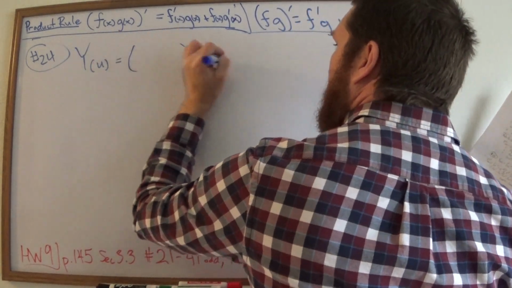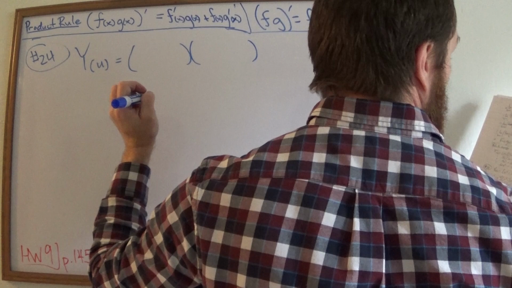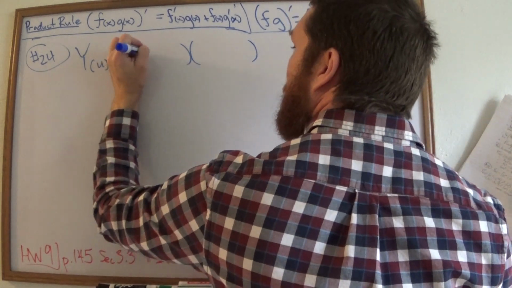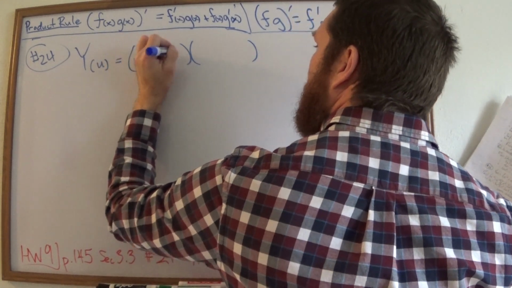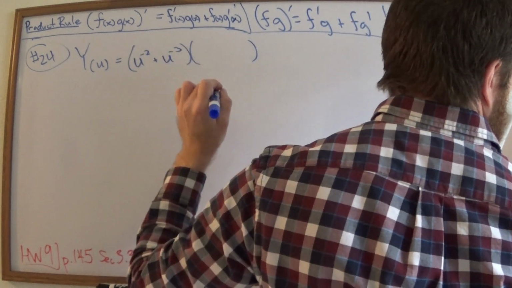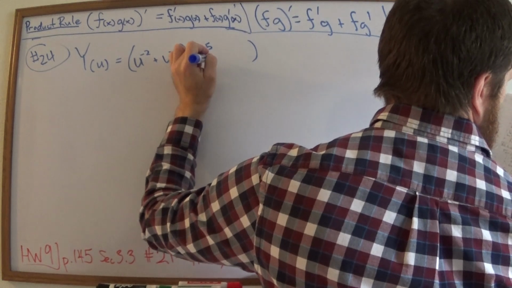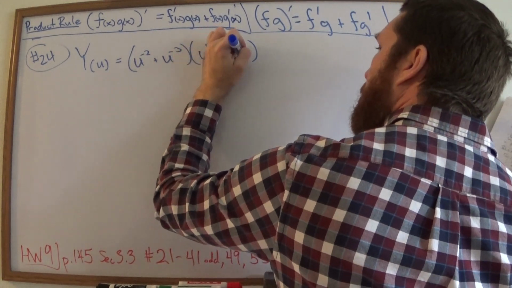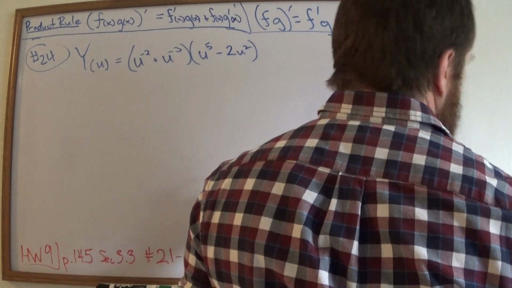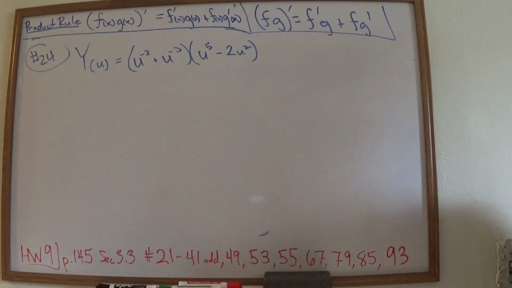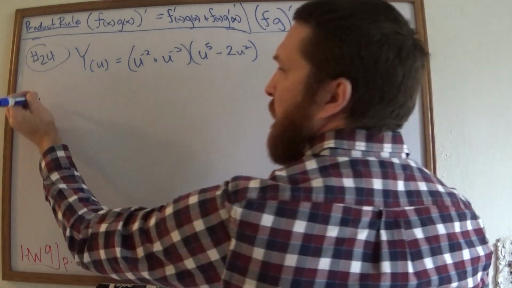And this one, I don't know if I would want to multiply this out, because this is u to the negative 2 plus u to the negative 3, times u to the 5th minus 2u squared. Okay. We want to take the derivative.